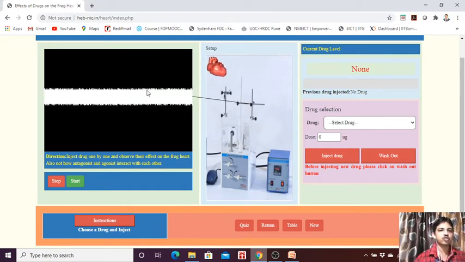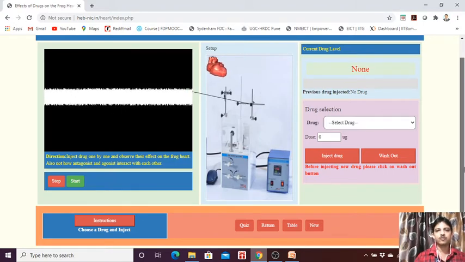And next is the force of contraction, which is also the amplitude. So whether the force of contraction is increased or decreased, that also we can find through this experiment.